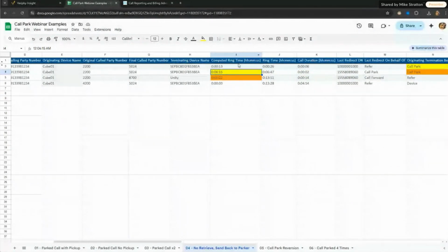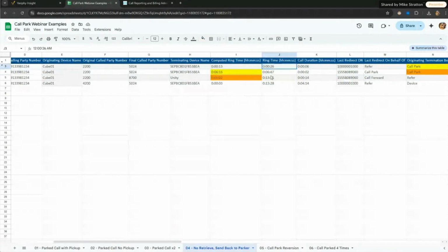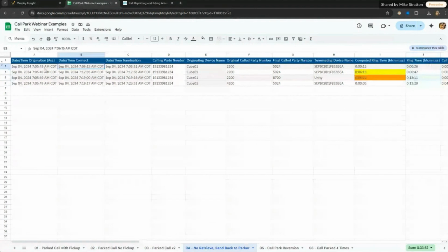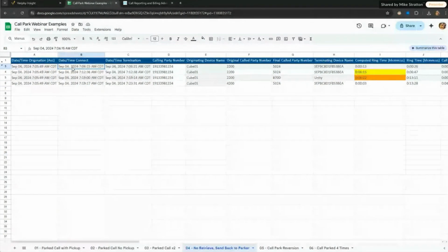In the current version of Verify, we do have 2 different ring times. There's the older traditional way of calculating ring time, which looks at the difference between the date time when the call was connected and when the call terminates. So there's 26 seconds between origination time. I'm sorry, I was backwards. Origination time and connection time, not terminate. That would be duration. The 26 seconds for ring time is the difference between origination and connection time. So we subtract one from the other, and we get 26 seconds.